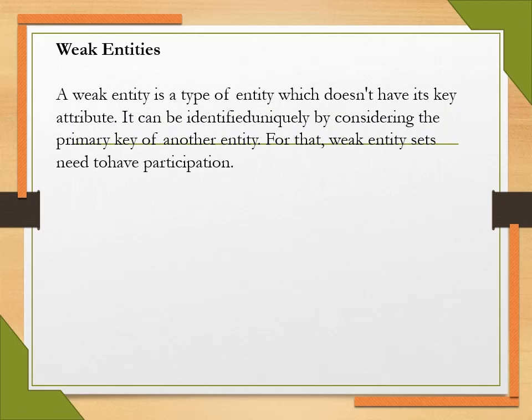Now, what are weak entities? A weak entity is a type of entity which doesn't have its own key attribute. It can be identified by considering the primary key of another entity. For that, the weak entity set needs to have participation.